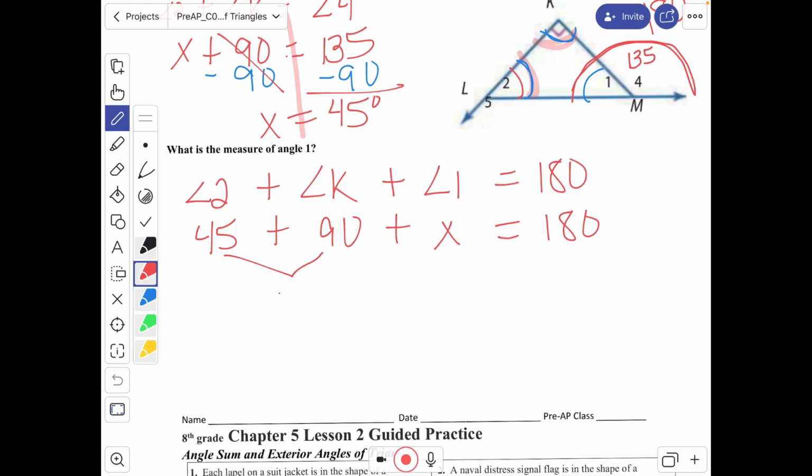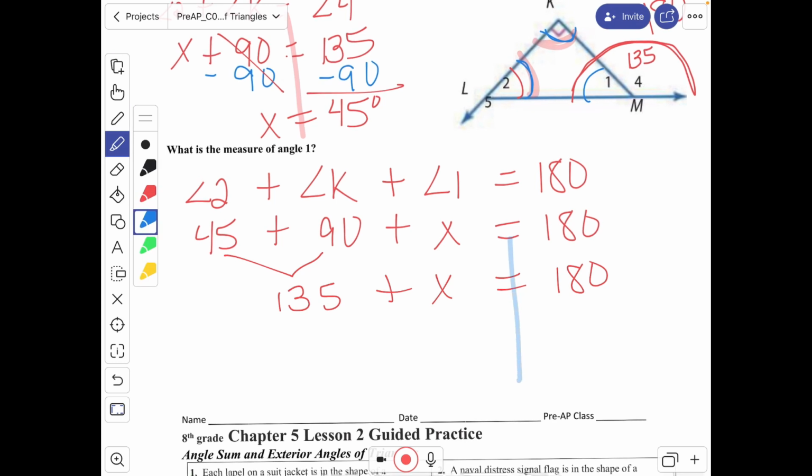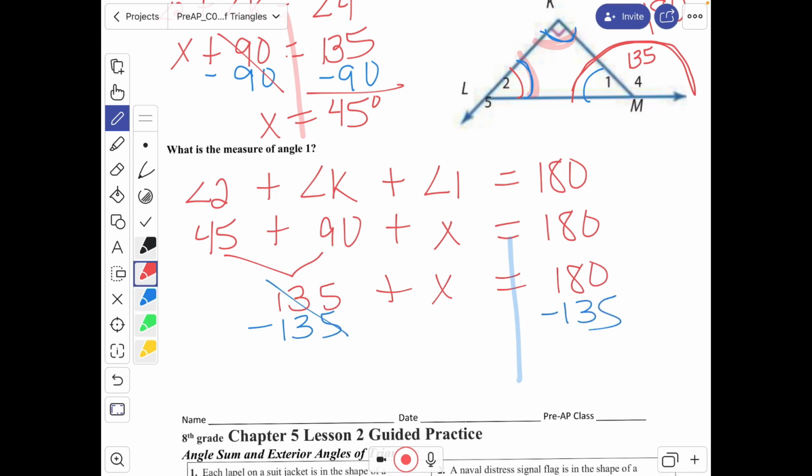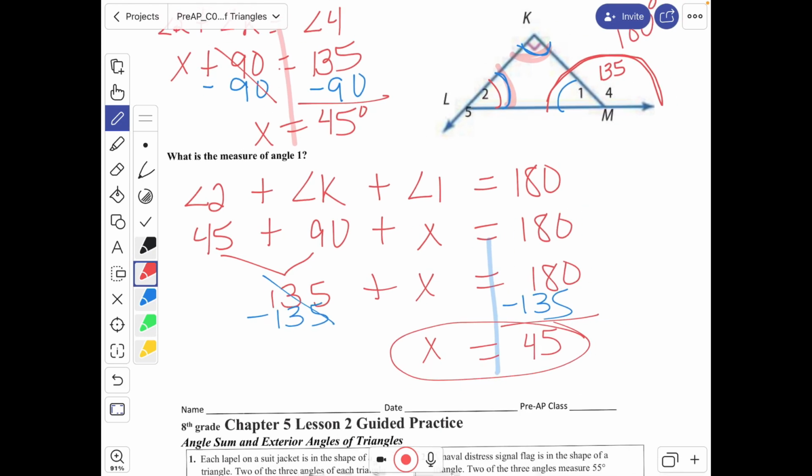So put your like terms together. 45 plus 90 makes 135, plus the x equals 180. We want to get x by himself, so I'm going to do the opposite. I'm going to subtract 135 from both sides. That'll cancel. x comes straight down, equal sign straight down. And 180 minus 135 makes 45.